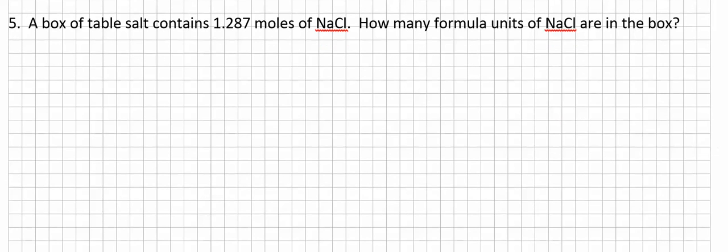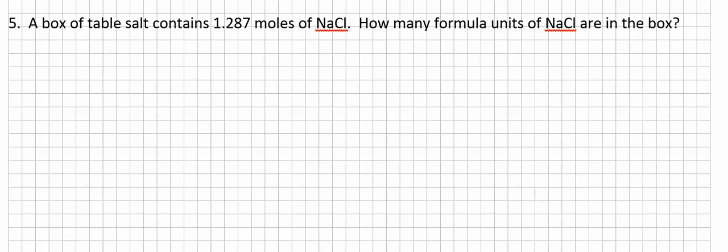A box of table salt contains 1.287 moles of sodium chloride. How many formula units of NaCl are in the box? So remember that NaCl is an ionic compound that is composed of formula units, Na and Cl, for example, in this case. Now, in the actual compound, in the actual substance, we don't see just units of Na and Cl. We see NaCl followed by NaCl followed by and so on until, well, the entire substance is spanned, right? But in this case, we're just talking about the formula unit as a particle.